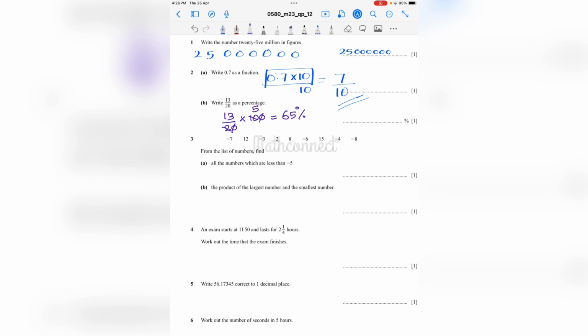Either you can use this, or you can also simply convert the denominator to 100. So how can I change 20 to 100? We have to multiply with 5, so it becomes 100. Whatever we do to the denominator, the same must be done to the numerator as well. So 13 times 5 gives us 65, which is 65 percent.